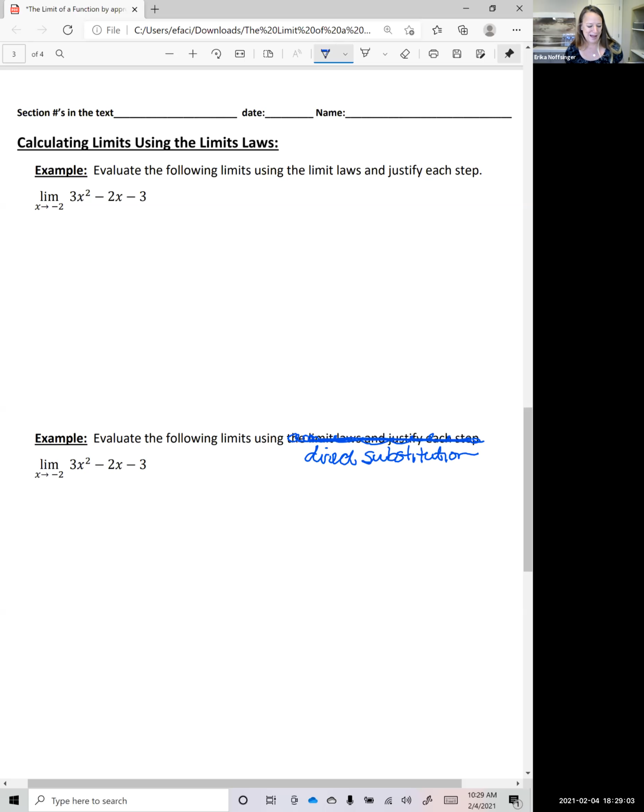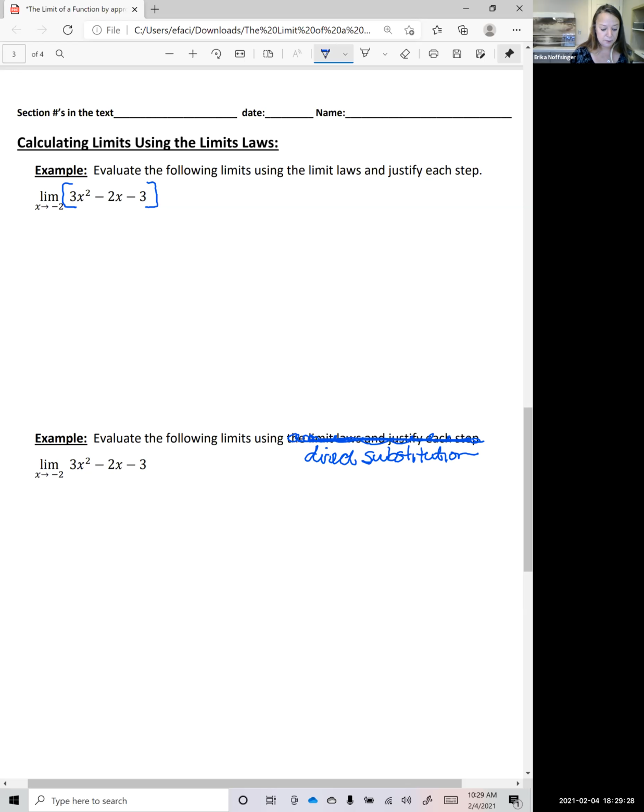Okay, so let's look at those limit laws and work through this example. We're going to evaluate the following limit using the limit laws and justify each step. We have the limit as x is approaching -2 of this polynomial, 3x squared minus 2x minus 3.